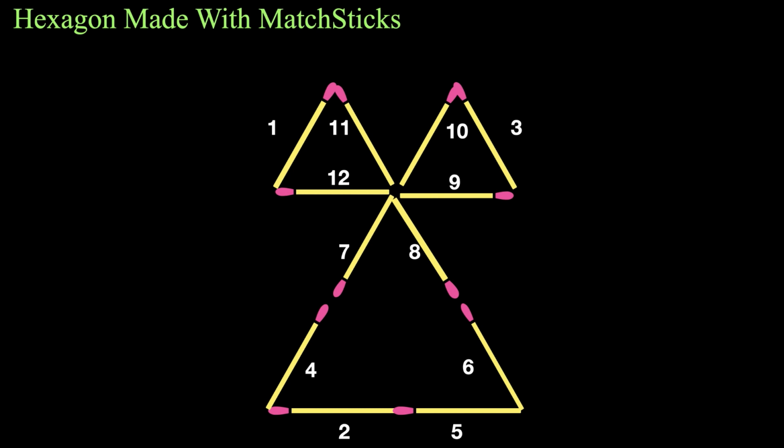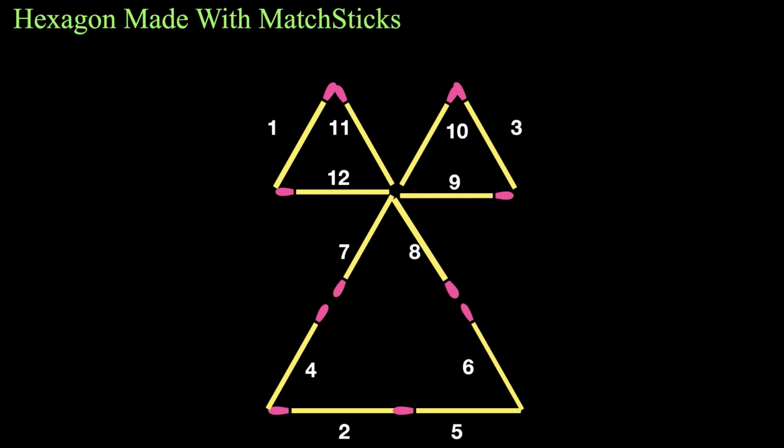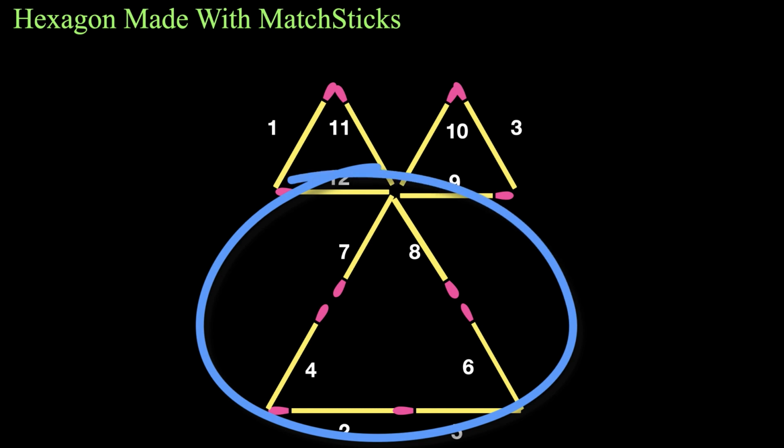Now we can clearly see that there are 3 equilateral triangles. 2 triangles are formed with side equals single matchstick, whereas the third triangle is formed with sides of 2 matchsticks.